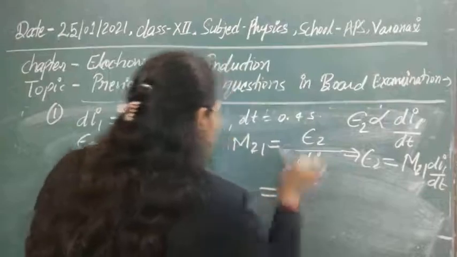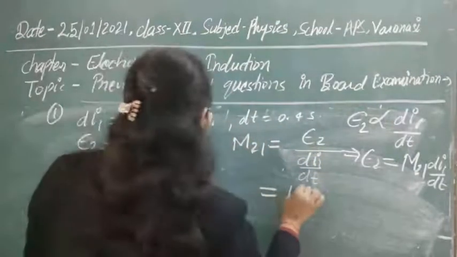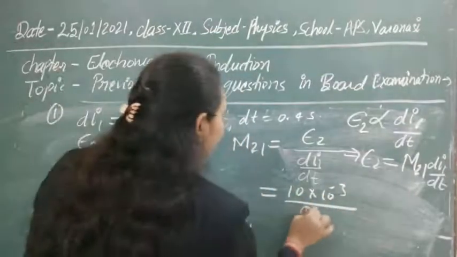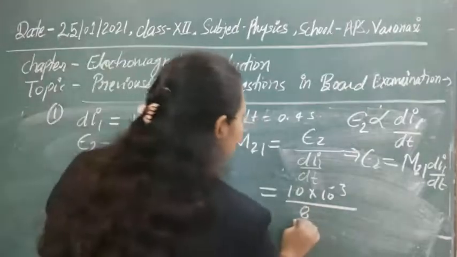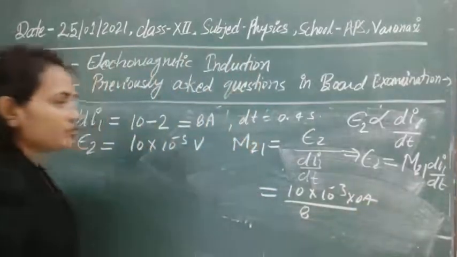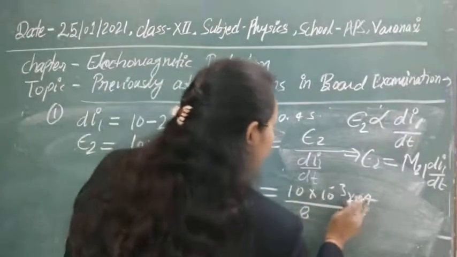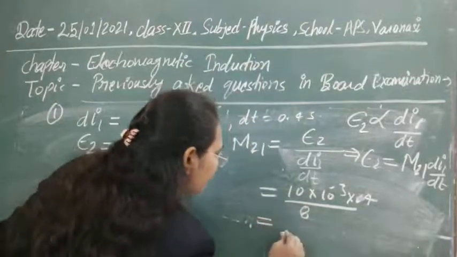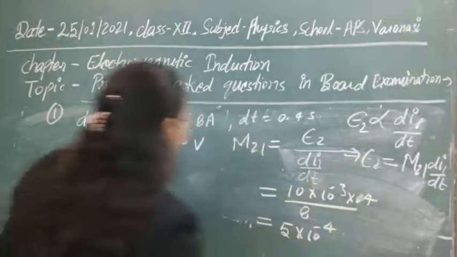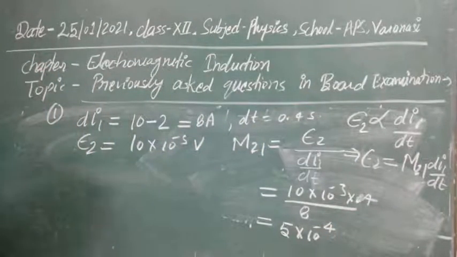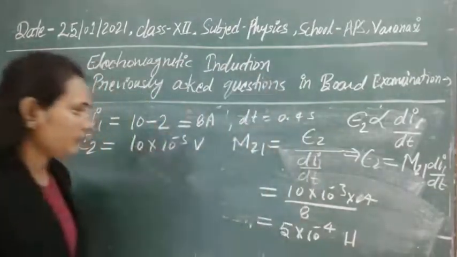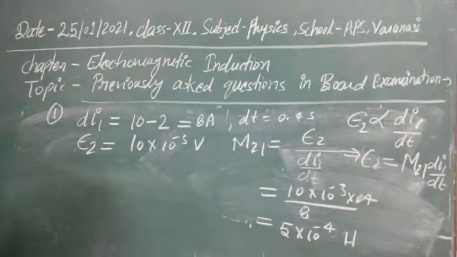And we have all the values. Value of E is equal to 10 into 10 to the power minus 3. Value of di we have 8. Value of dt is given as 0.4 second. So this will be 0.4. Now we can solve it easily. Just multiply by 10 here, and after that we will get 5 into 10 to the power minus 4. This will be the mutual inductance in this case. So you can easily solve it and find this value here.